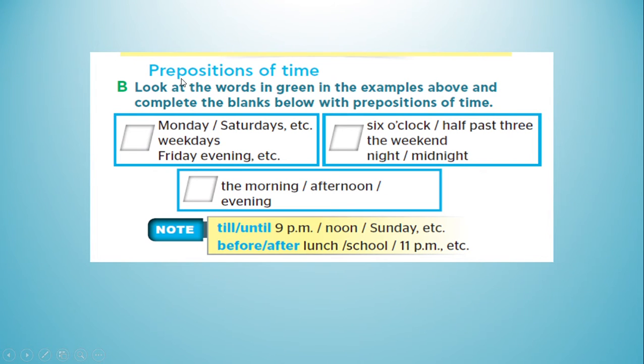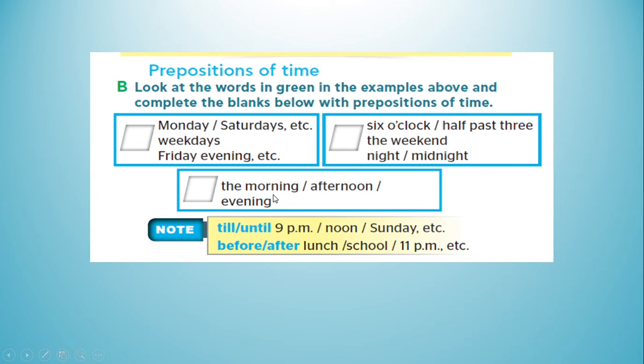Let's move to another part, the prepositions of time. Monday, Saturday, or any weekdays, Friday evening, they are weekdays. Which preposition must you put here? On or at? Of course, it's on. On Sunday or Monday, on Tuesday, on whatever day. And before the hour, 6 o'clock, 3:30, and the words the weekend, night and midnight, you must use the preposition at.